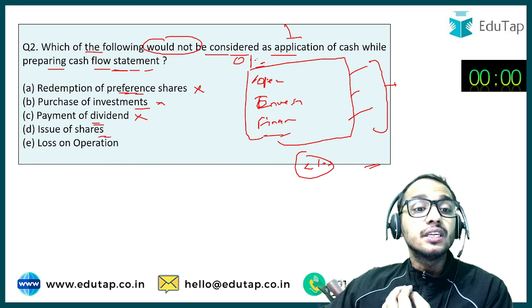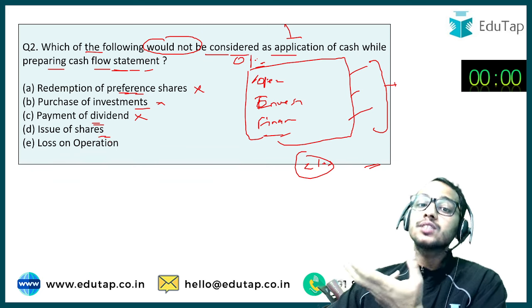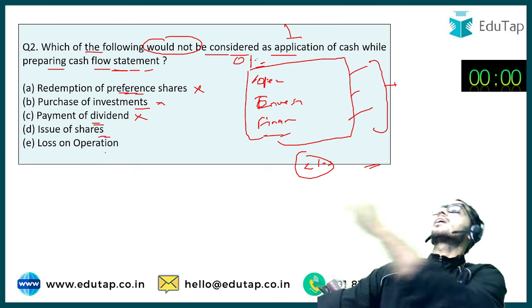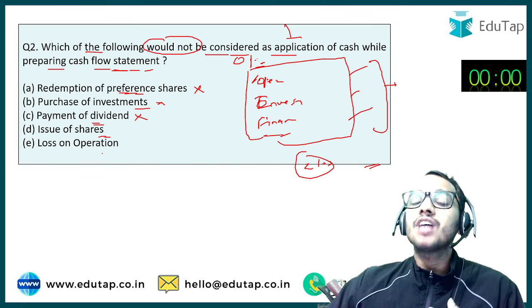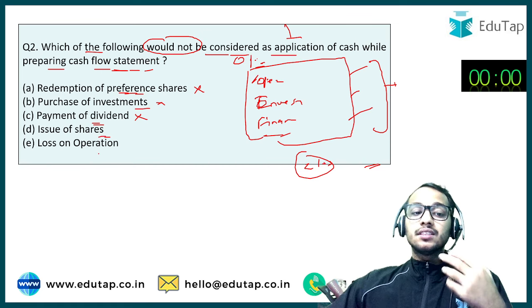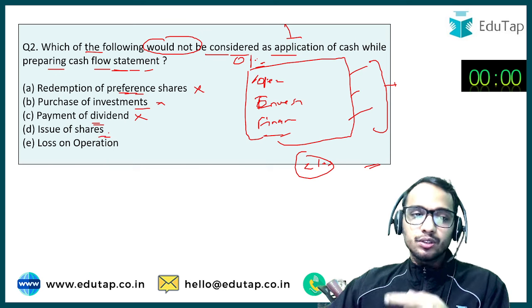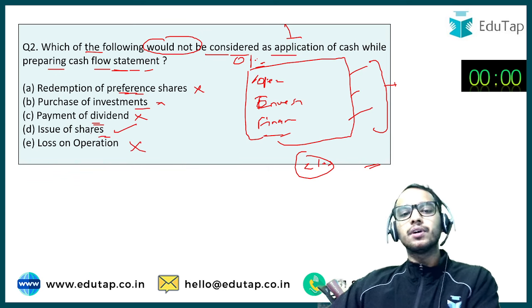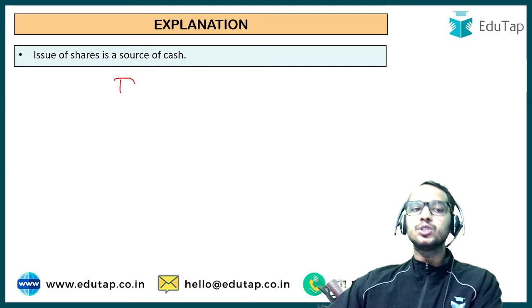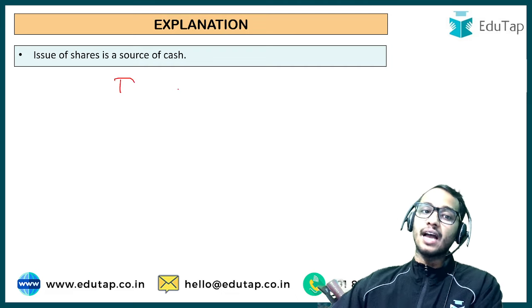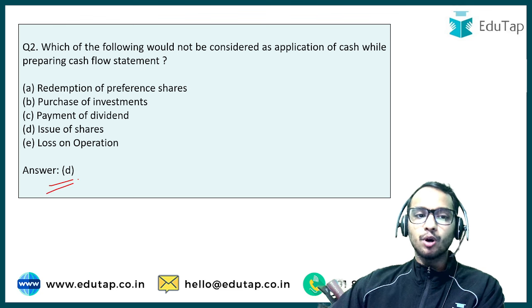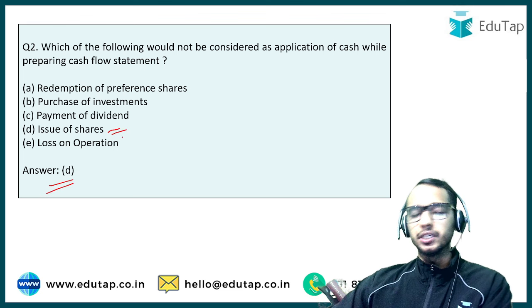Issuance of shares, it is a kind of source of cash. When you issue shares to the outside party, you are going to generate the cash. This is not the application of cash, this is the source of cash. So this would not be considered as application, so this would be the answer, right? So option number D would be the correct answer here. So issue of shares is a source of cash, not the application of cash. So the correct option would be option number D, issue of shares, right?